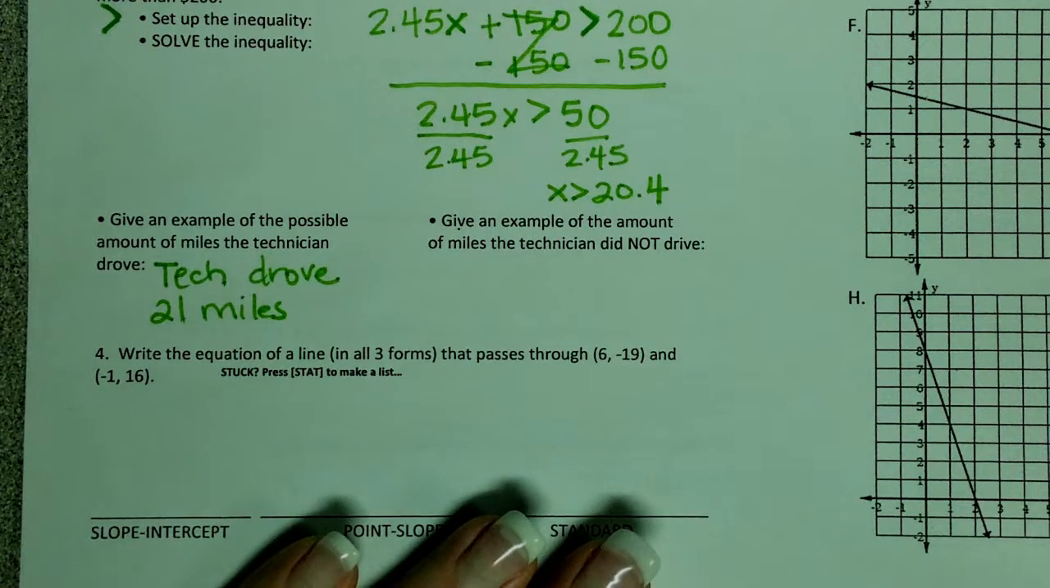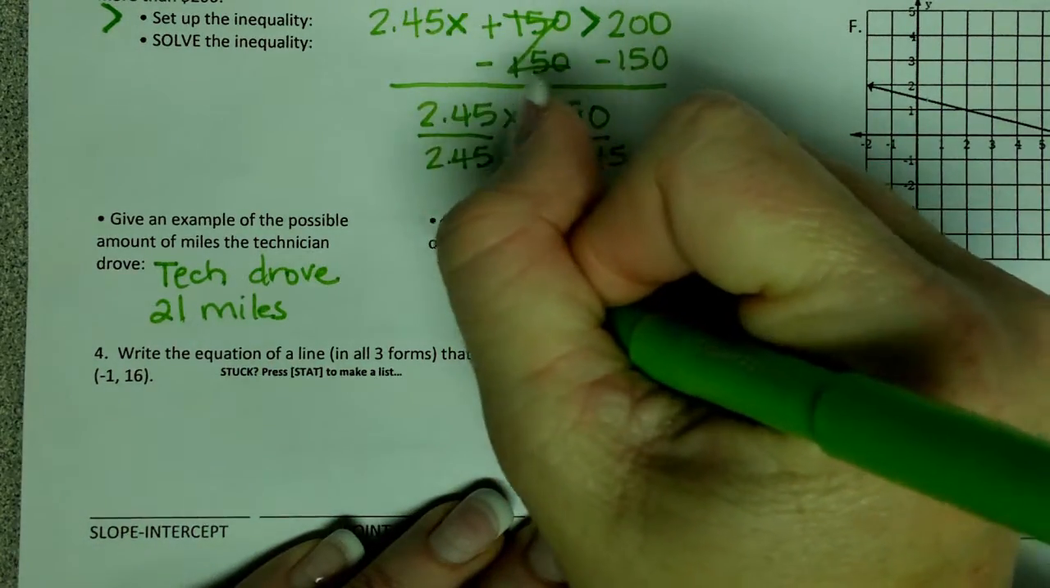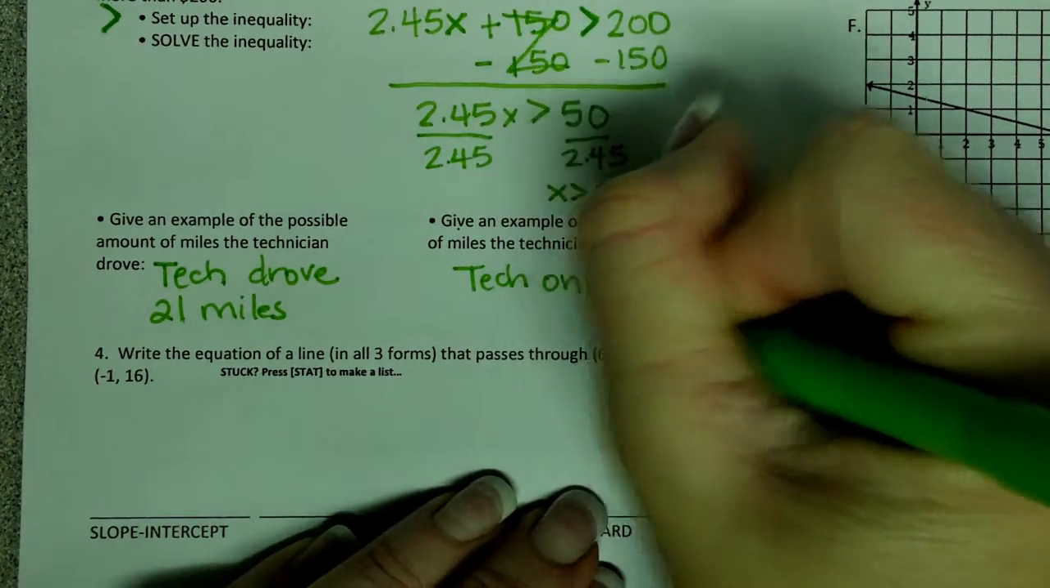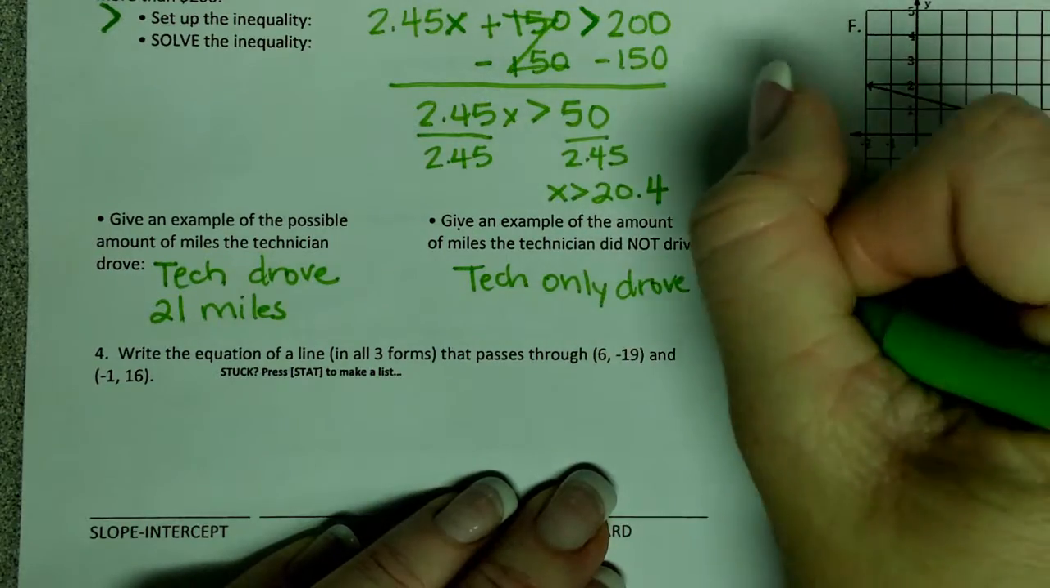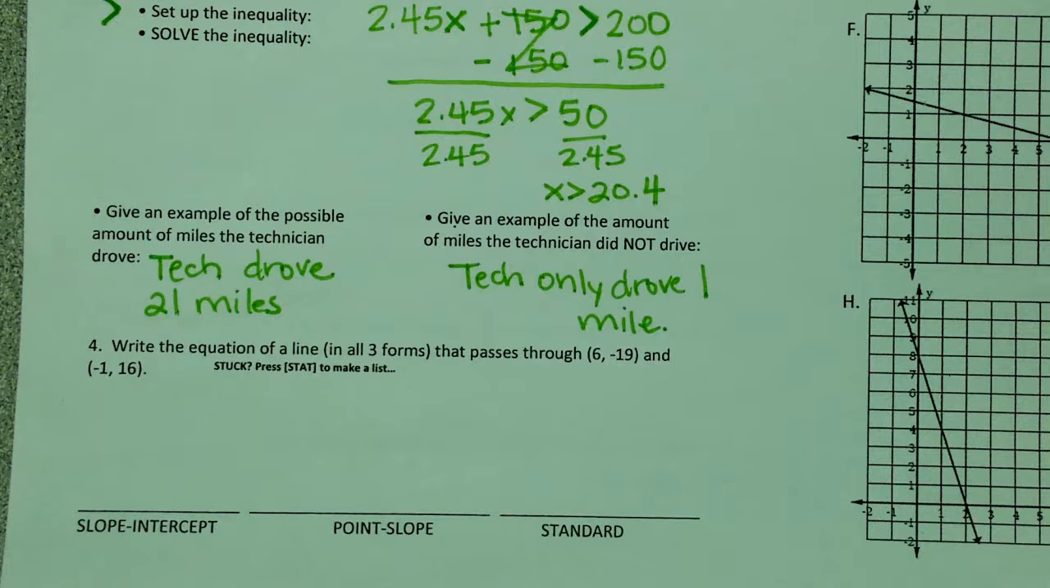You're right. So what would be an example of how much he didn't drive? Tech drove 1 mile. Tech only drove 1 mile. We would call it a tech.